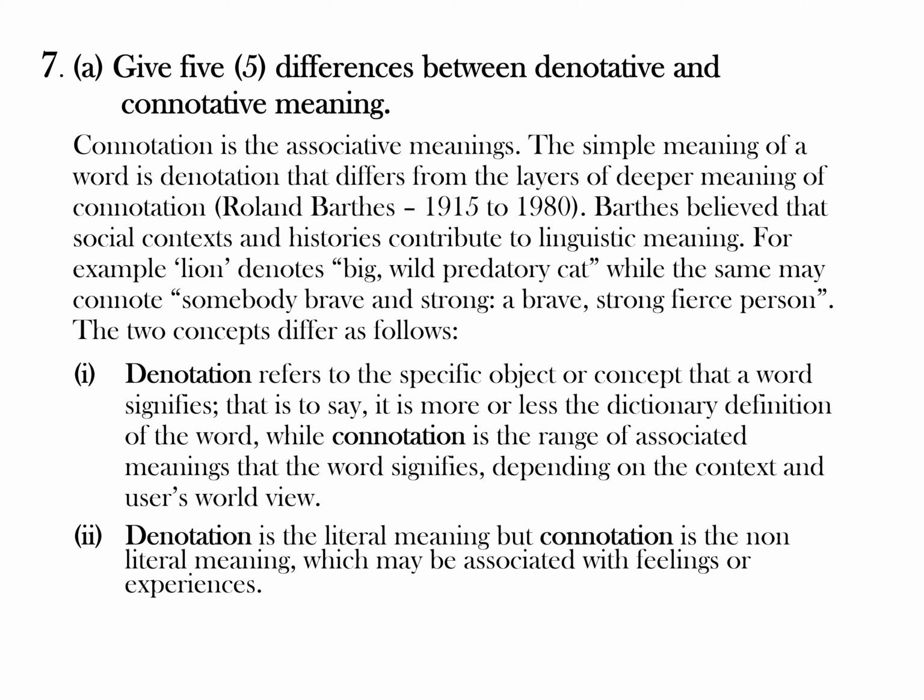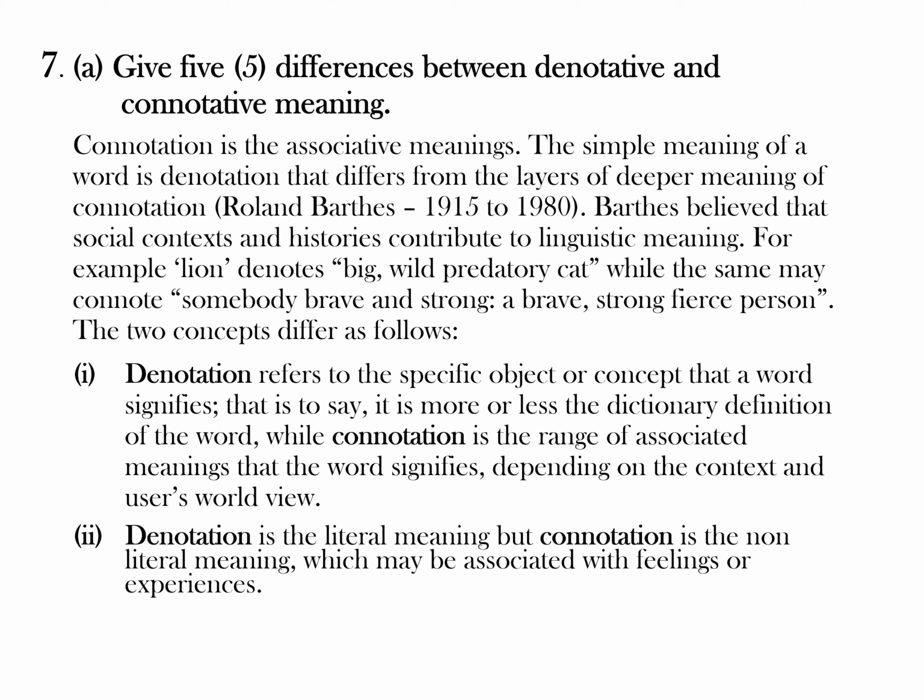Barthes believed that social contexts and histories contribute to linguistic meaning. For example, lion denotes big, wild, predatory cat, while the same may connote somebody brave and strong, a brave, strong, fierce person. The two concepts differ as follows.